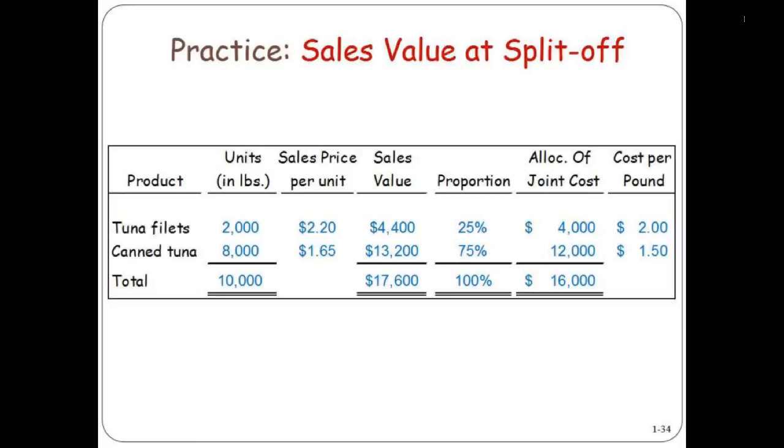So, seems more reasonable. This is a reasonable approach to take in this situation, and the preferred approach. And you can do it in this situation because both tuna fillets and canned tuna have a value at the point of separation. Let's say you have a slightly different model.